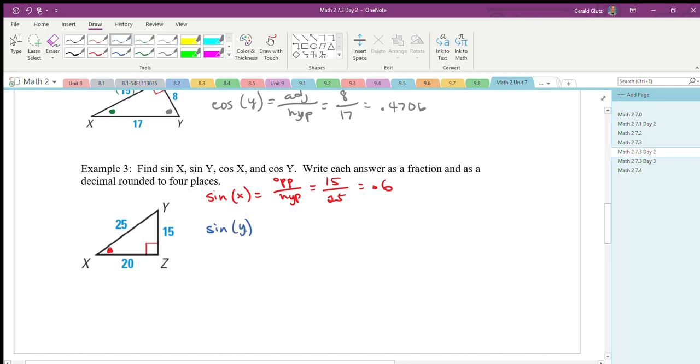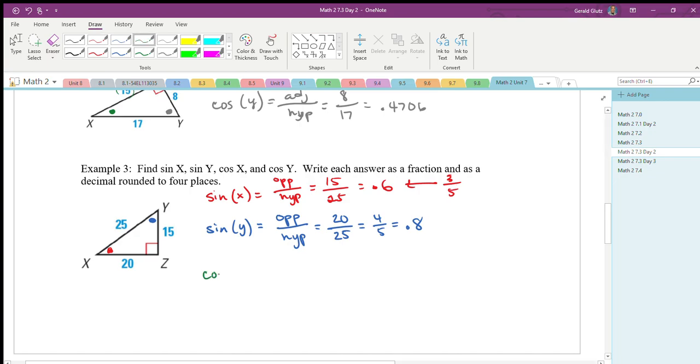Now sine y, so remember again, in the SOHCAHTOA, SOH is opposite over hypotenuse. So angle y is right here. So I'd be looking at the opposite side, so 20 divided by the hypotenuse, which is 25. So if I divide that, oh, I probably should have reduced this. So I'll reduce this first. This is 4 over 5, and that'd be 0.8. That as a reduced fraction would be 3 over 5.